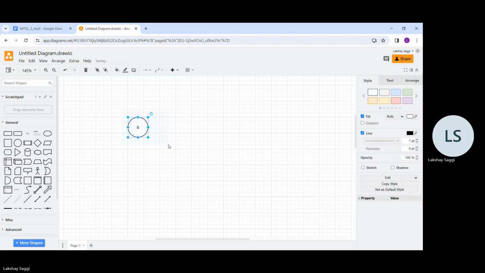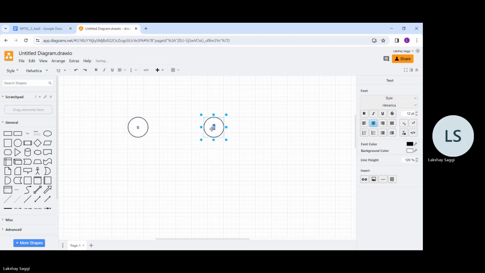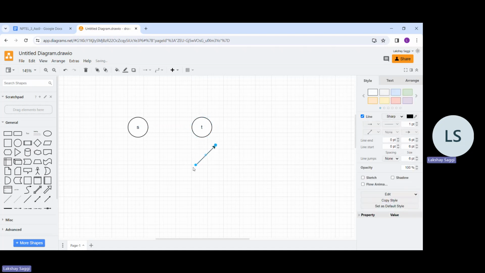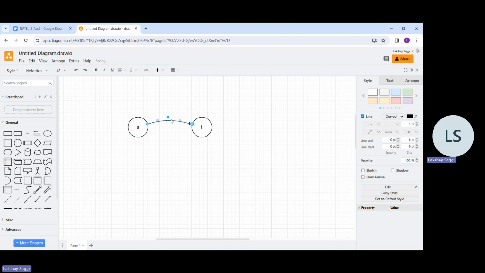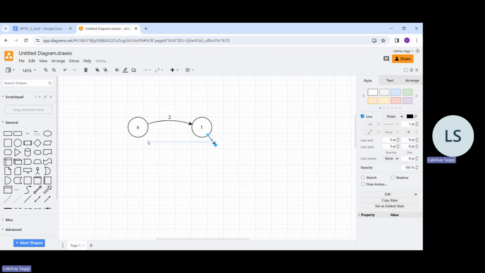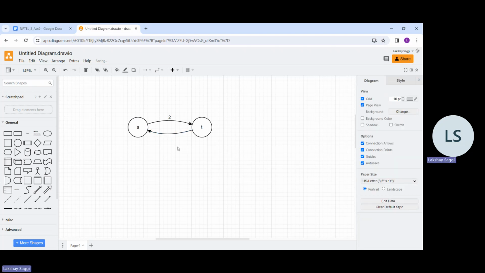Suppose this was the graph. It had only two vertices, let's say S and T, and two edges. One edge was from S to T, and this edge had a capacity of 2. All edges also have some capacity, right? And similarly, there was another edge from T to S, and this had a capacity of 1.